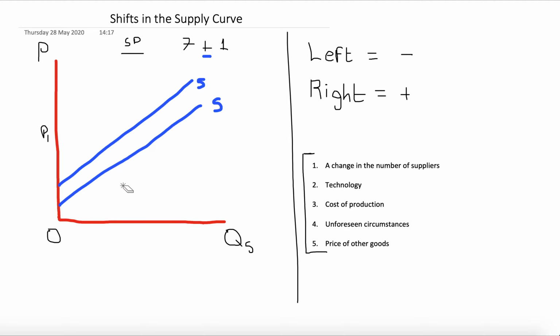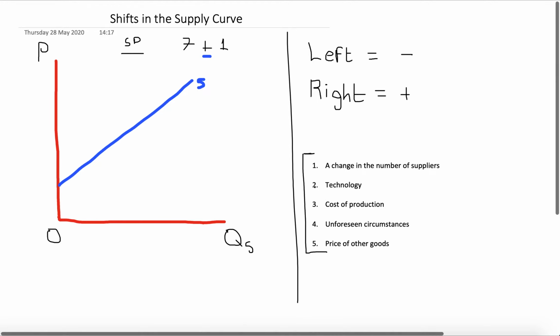Have a quick look at question 2 there, or number 2. This will only generally shift the supply curve one direction, so left or right, okay? Remember, left is a decrease in supply, right is an increase in supply. Technology generally only shifts supply in one direction. I'm going to give you a few seconds, have a quick think. Do we think that technology will shift supply generally to the left or to the right? It generally only shifts supply to the right, okay?